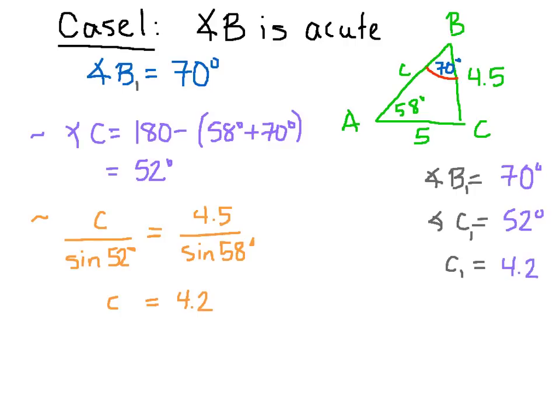So for case 1, angle B sub 1 is 70 degrees, angle C is 52, and side C is 4.2. And it should make sense that, remember, your bigger angle is going to be across from your bigger side. So 70 is across from 5, 58 is bigger than 52, so 4.5 is bigger than that. And then your C, which is 52 degrees, would be across from your smallest side.